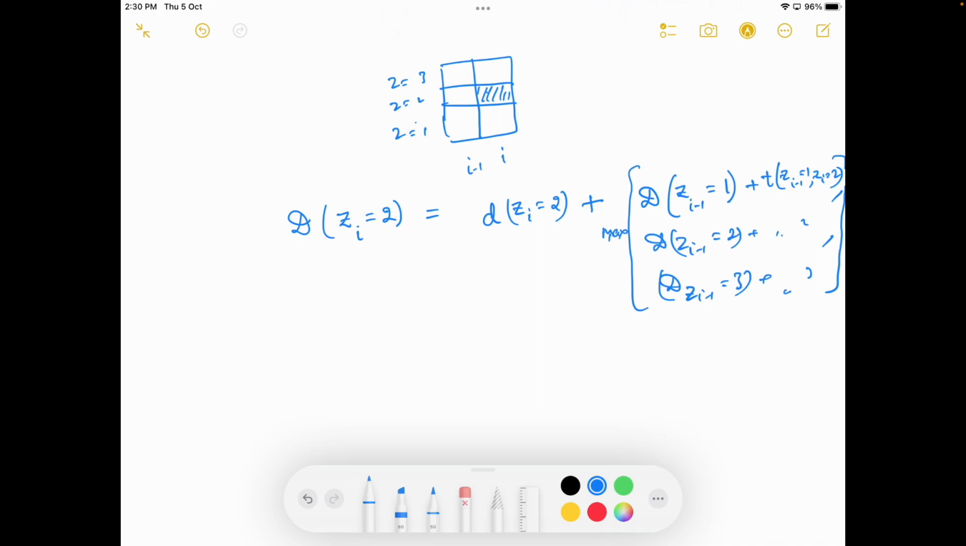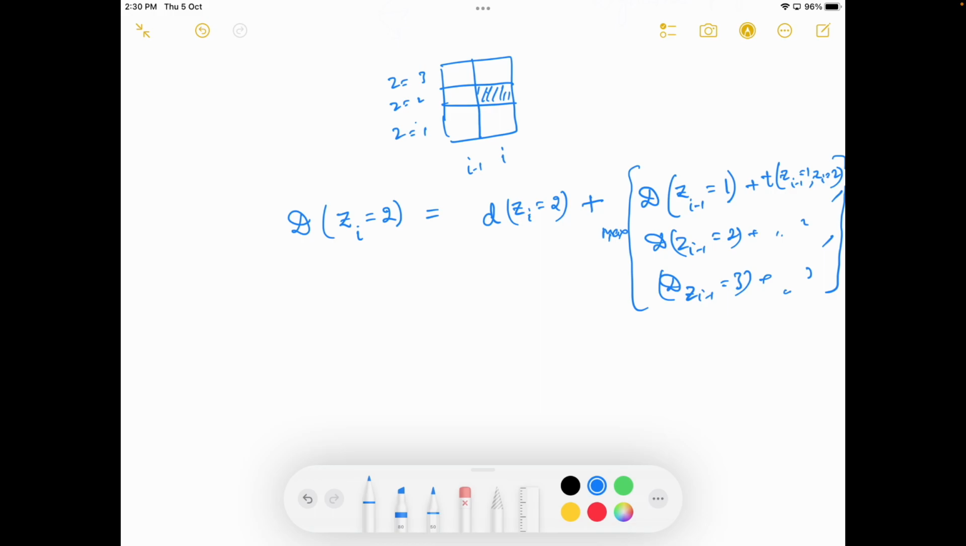cost, or the best path to reach here plus this cost, or the best path to reach here plus this cost, right? So this is recursive, a recursive formulation of the same problem. A recursive way to represent the same problem.